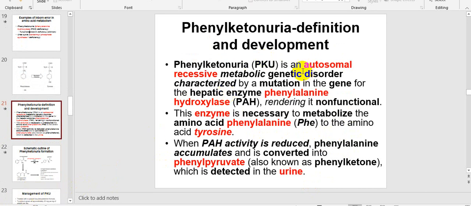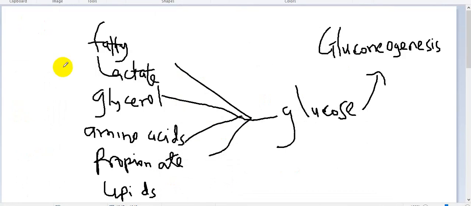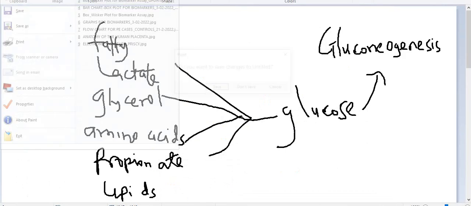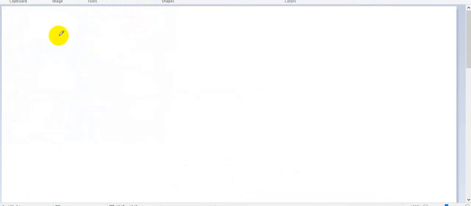Phenylketonuria is an autosomal recessive metabolic genetic disorder which is characterized by a mutation in the gene for the hepatic enzyme phenylalanine hydroxylase, rendering it non-functional. So let's see. Phenylketonuria is an autosomal recessive metabolic genetic disorder. So autosomal means that it is inherited from the what? Autosomes.